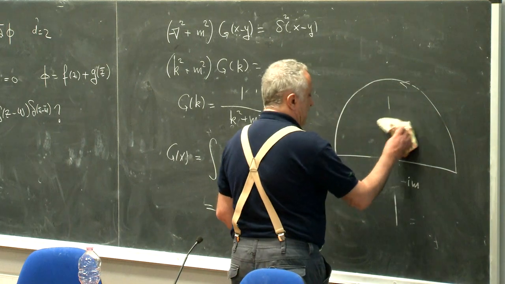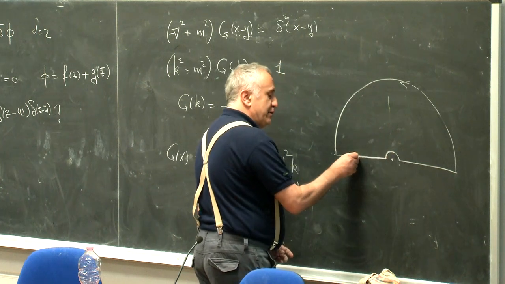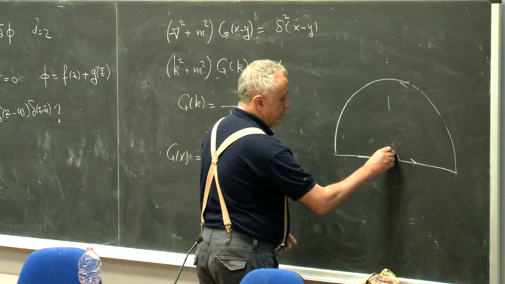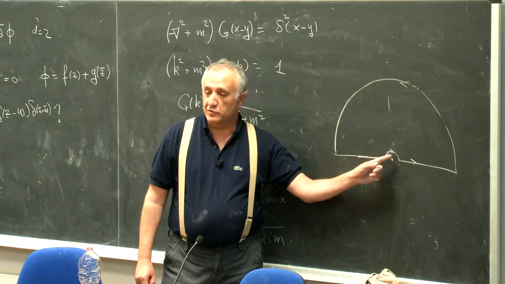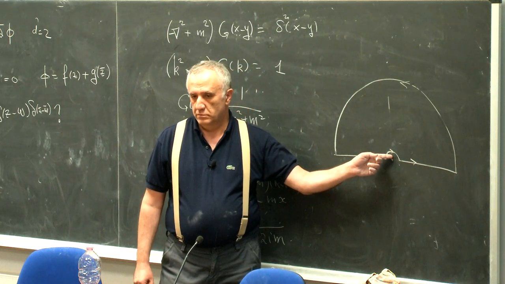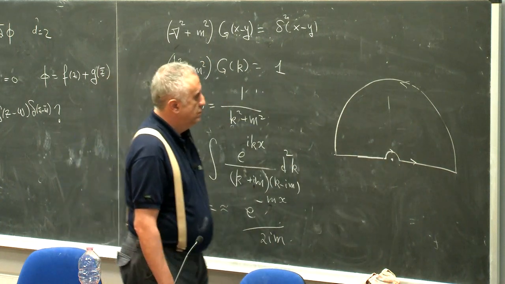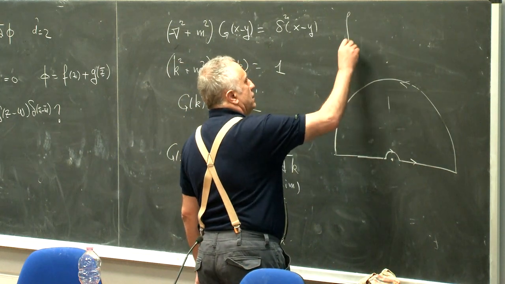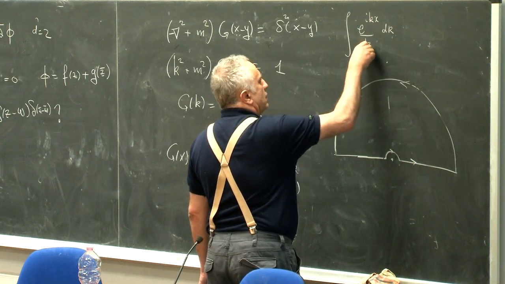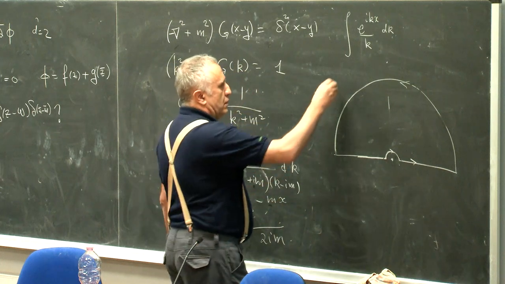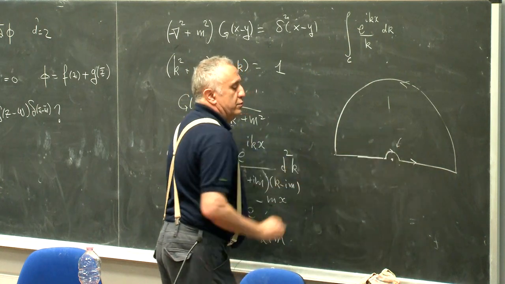So what it does is that I have a pole on the contour, and I have to make a little circle like that. And I now have to calculate this little circle here around the pole. So an integral like that has to be done for this pinching.